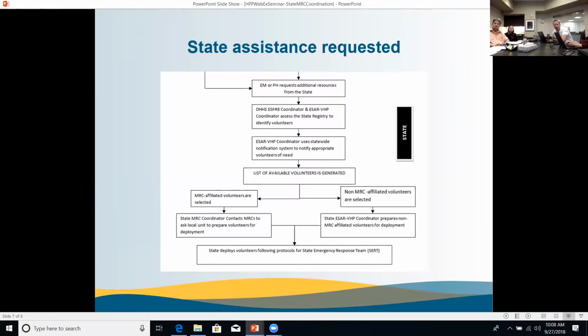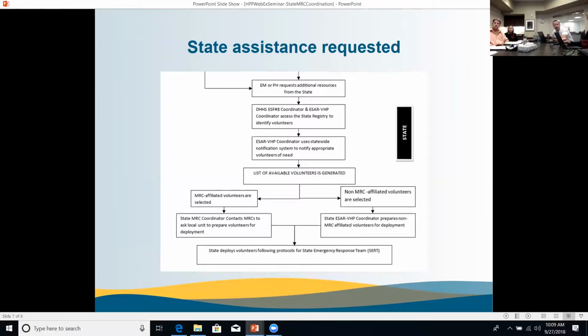Those volunteers are notified. They're given details about the mission that they would be responding to. They're able to then respond yes or no, and then coordinate it through there. MRC volunteers who are listed in the ESAR VIP system can be selected if there's a specified need. If not, they can select non-MRC volunteers. It's really driven by the incident itself and the type of volunteer that's needed.